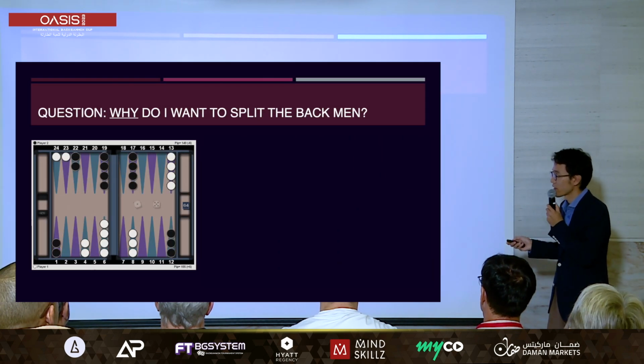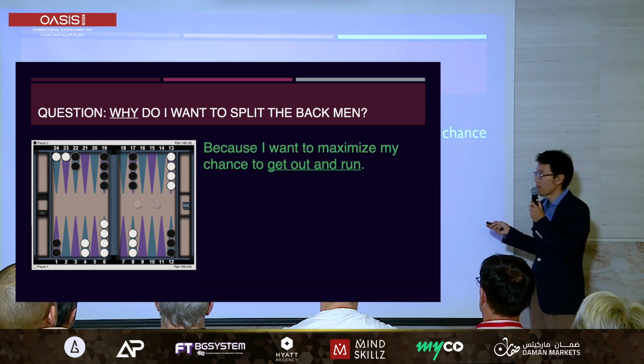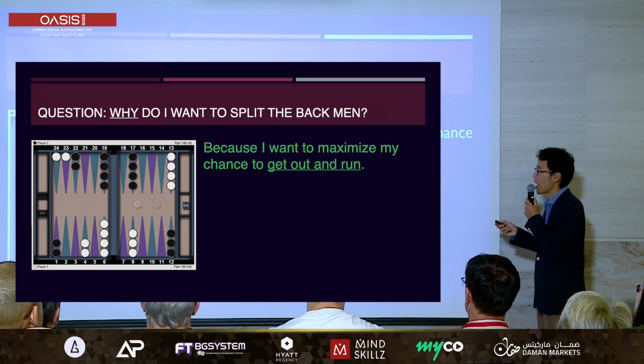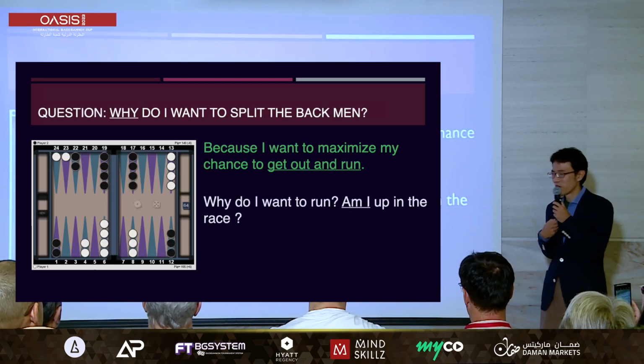The same question, but maybe a different answer. Why do I want to split the back men? You might say, because I want to maximize my chance to get out and run. If you split, you have more numbers to come out, right? Then, again, you have to go deeper. Like, I like Zdeněk Zizka's book. He talked with himself.